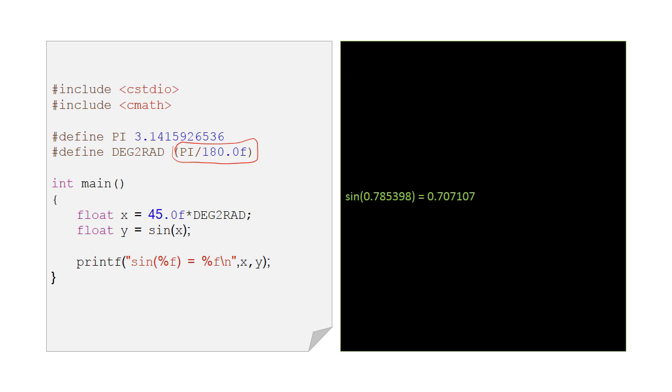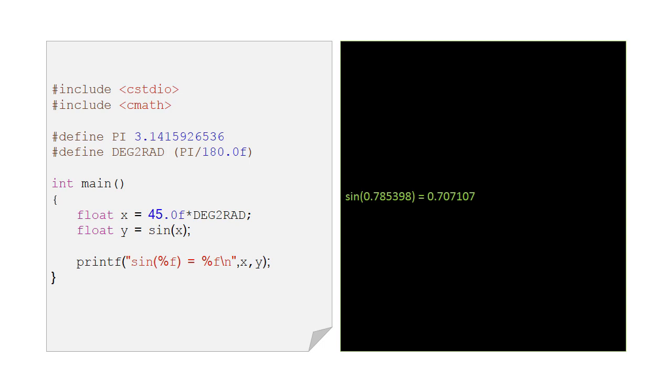So every time we have the word deg2rad in our code, it'll actually get replaced by this scaling factor we need to convert degrees to radians. Because trigonometric functions in C and C++ use radians rather than degrees.